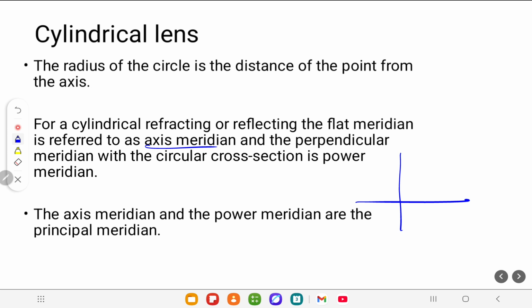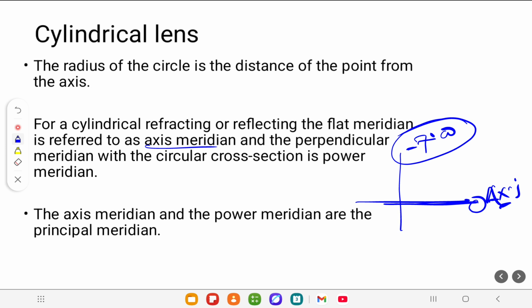Whenever we are talking about a cylinder, there are two axes. One is the power meridian. Power meridian means the meridian in which power resides, and the other meridian is where power is zero. For that case, this meridian is the power meridian, but this meridian is the axis meridian. So you have to understand power meridian and axis meridian. It will come later, one by one, again and again.